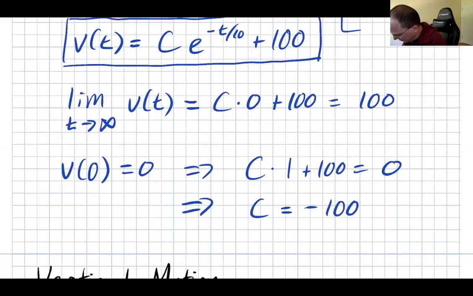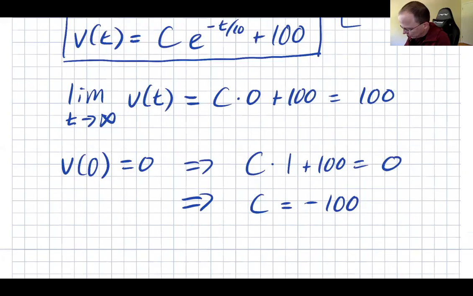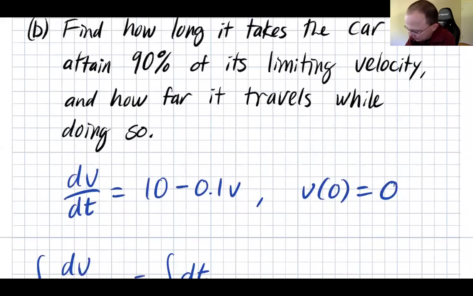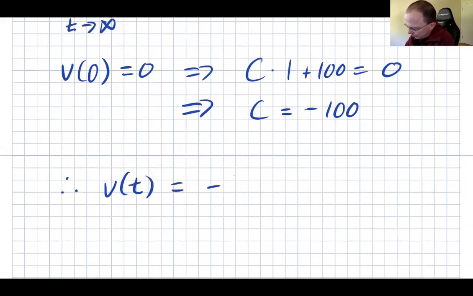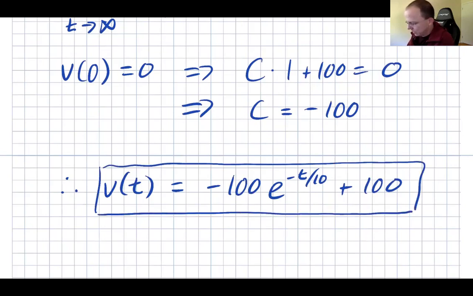Okay, so let me just add a page in here. There we go. And now what do we want to do here? So we do have the formula. Let's just write down the formula. So now we know that the formula is going to be v of t is equal to negative 100 e to the negative t over 10 plus 100. Okay, so there's our final version after using the initial condition.